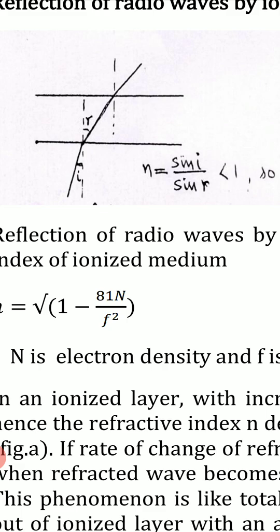And there are different such layers. In the next layer, this angle of refraction R again increases, and this angle R continuously increases until it becomes equal to 90 degrees. And when R becomes equal to 90 degrees, then this radio wave will be reflected back to the Earth's surface, a phenomenon like total internal reflection of light.